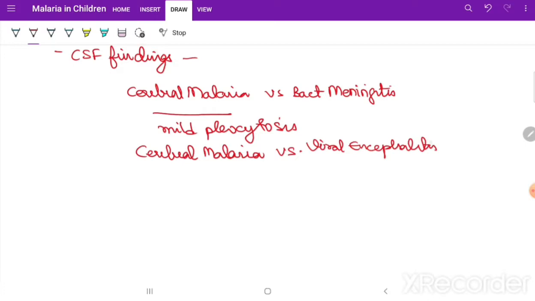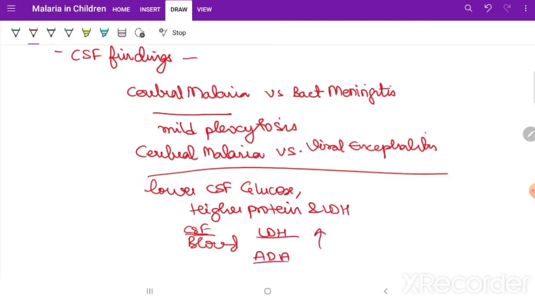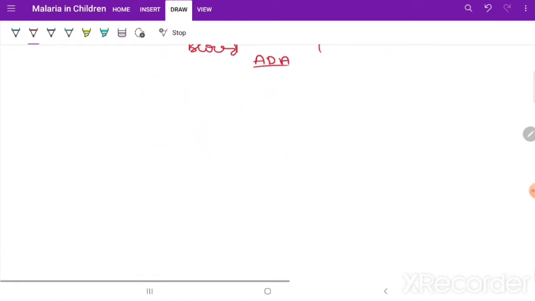In cerebral malaria you will find lower CSF glucose level, higher protein and LDH levels. And the CSF to blood LDH ratio will also be high, and the CSF to serum ADA ratio will also be high. So the CSF to blood ratios, which ratios? LDH ratio and ADA ratio, these two will be higher in cerebral malaria compared to viral encephalitis.